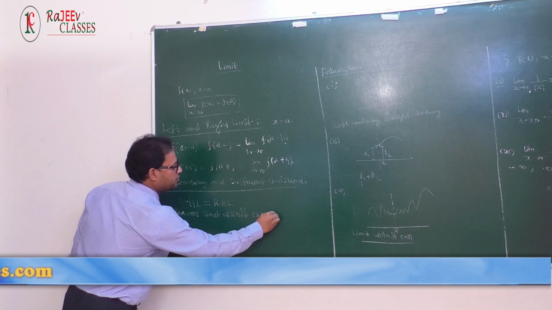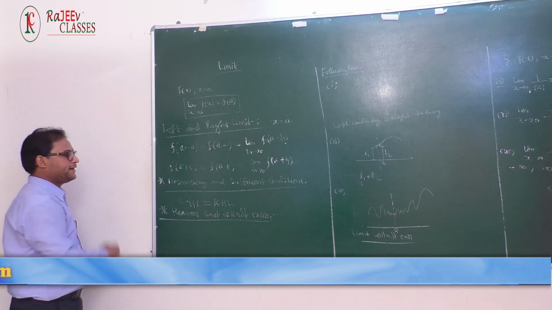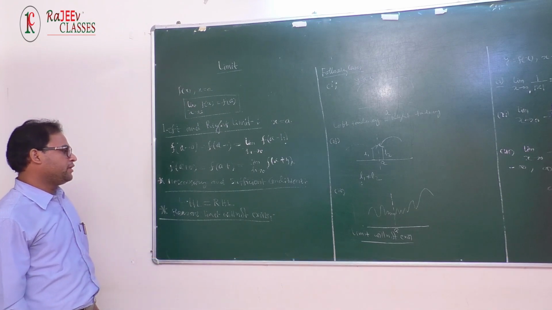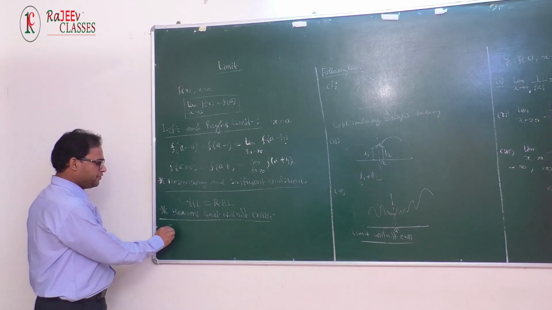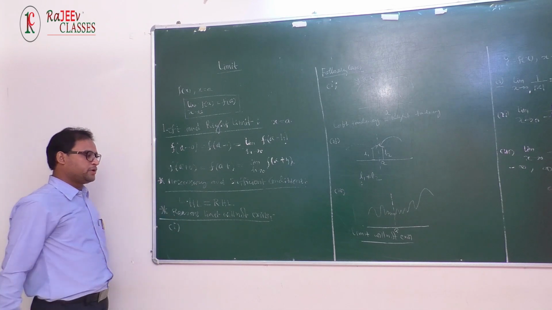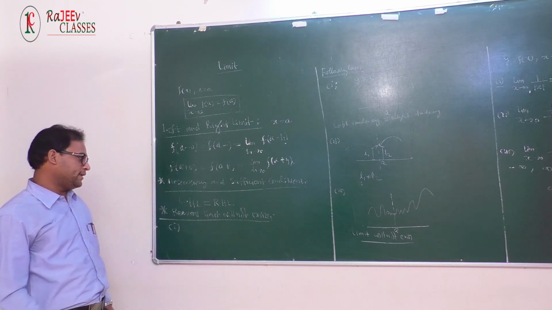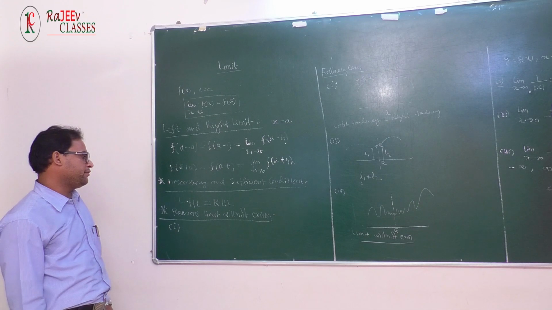First, the criteria for the existence of the limit. Next criteria is the reasons the limit will not exist. First criteria, we will discuss that if the function is not defined in the neighborhood of that point, then we say that the limit will not exist.